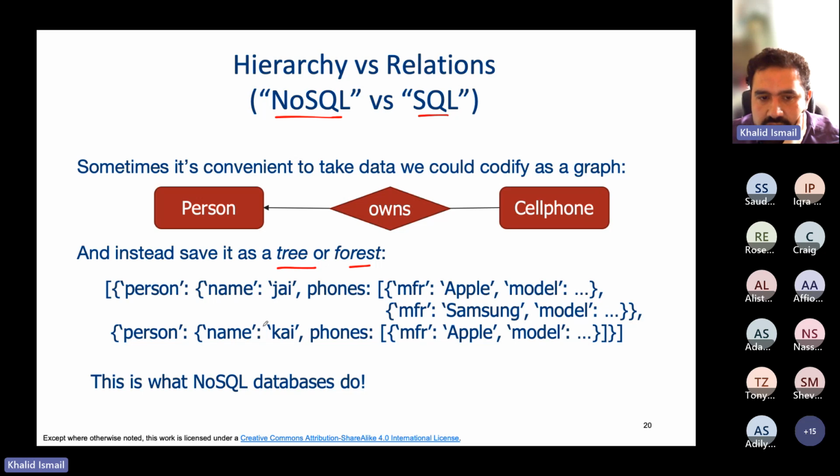Okay, so for example, the first branch here that we can use. So there's a person called Jai, who has two phones. The first phone is Apple, the second one is Samsung, which has different models here. And there's another person called Kai, and this person has only one Apple phone. Okay.